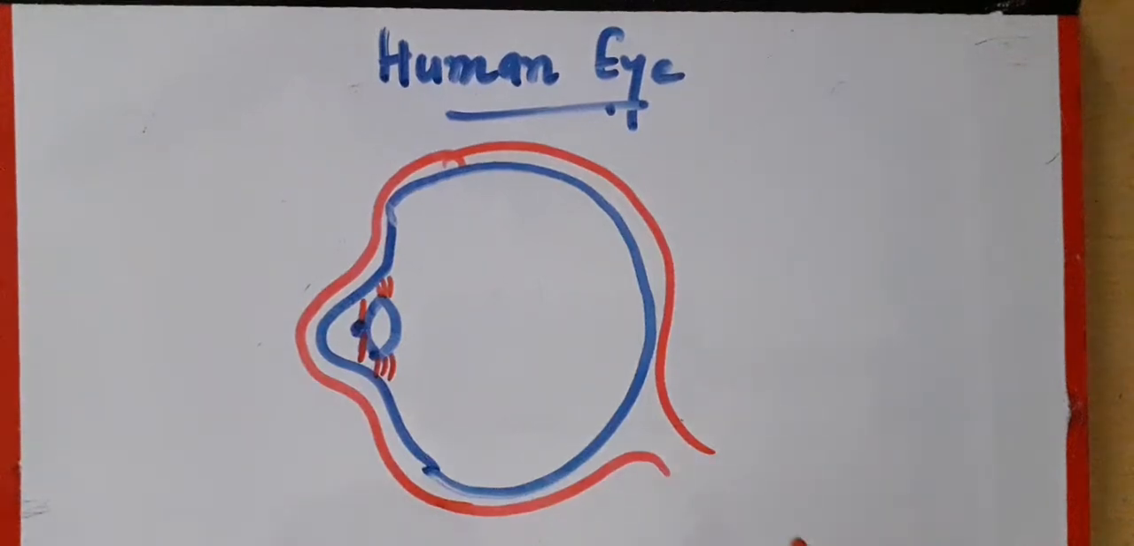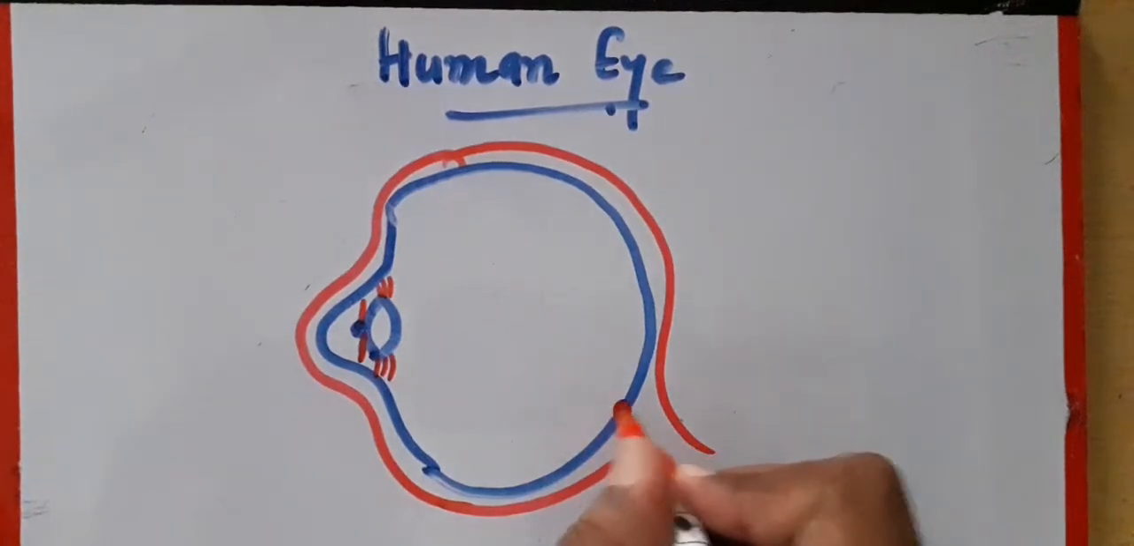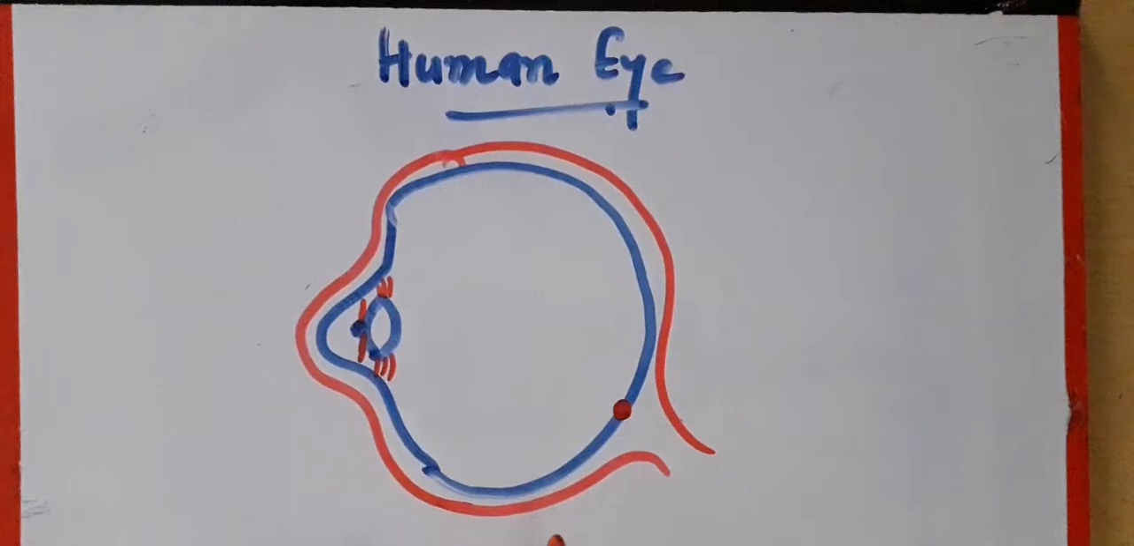So hello everyone. Today we are going to discuss a very important topic from class 10th, that is the human eye. We are going to discuss this chapter, and first of all, we are going to study about the human eye and, in this video, the power of accommodation. So this is our diagram of the human eye. Let us see some important points.